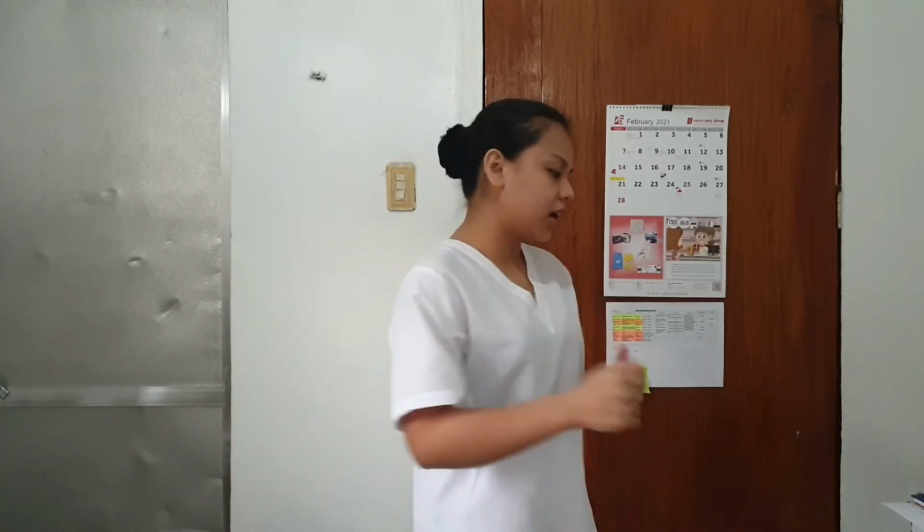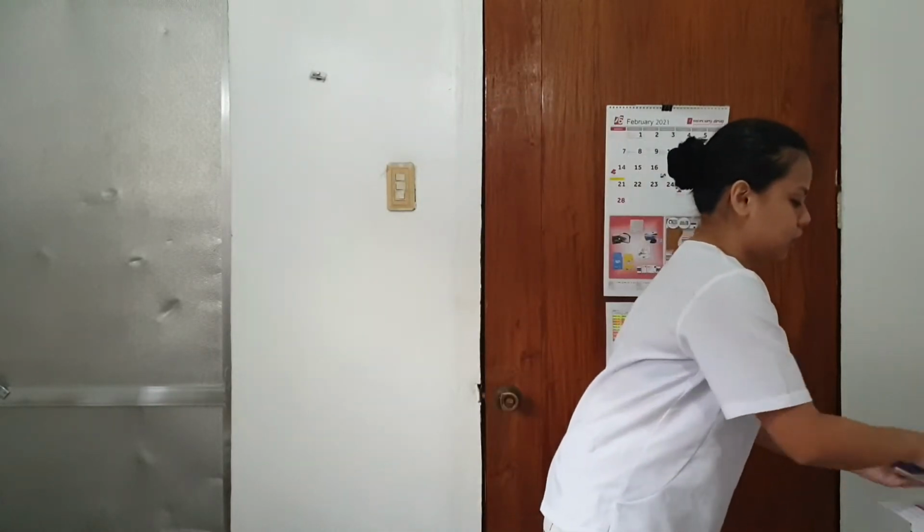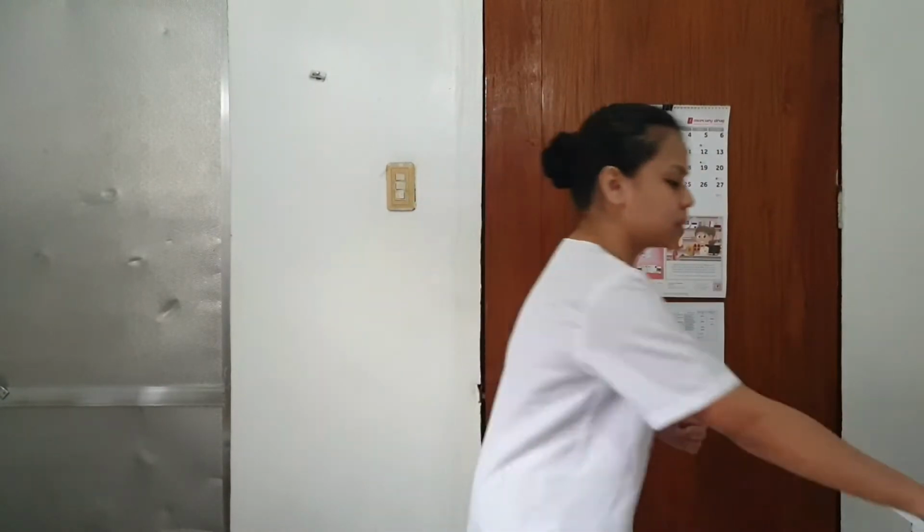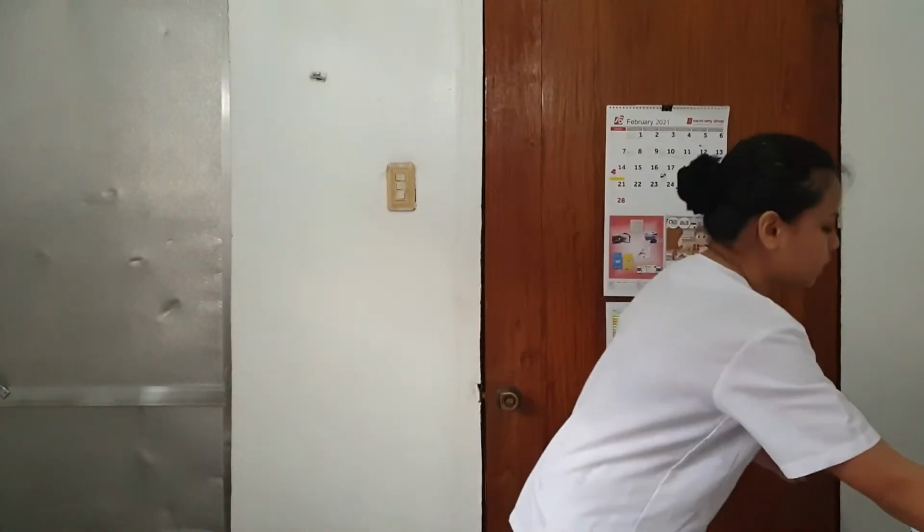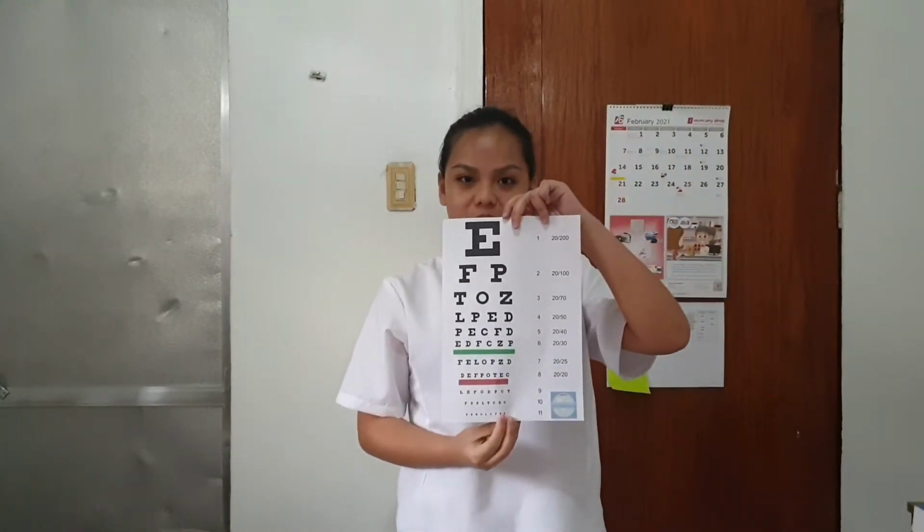So in assessing the eyes, I will need several equipment. The equipment that I would need are, first, my millimeter ruler. Second is my jot down notebook. Third is the pen for taking down notes. Fourth is my pen light. Fifth is my opaque card. And the last one is my Snellen chart.